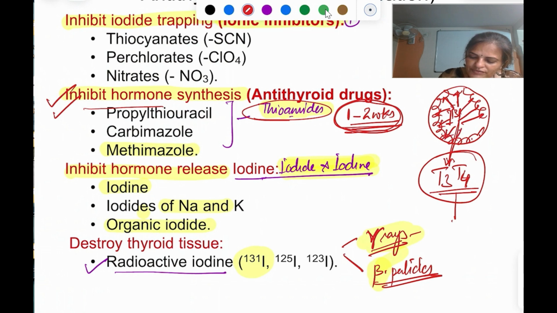कितना? 0.5 to 2 mm. That much tissue will be destroyed. Then what will happen? There will be pycnosis, there will be necrosis, and later on fibrosis will happen. So this is going to cause the partial ablation of the thyroid gland.